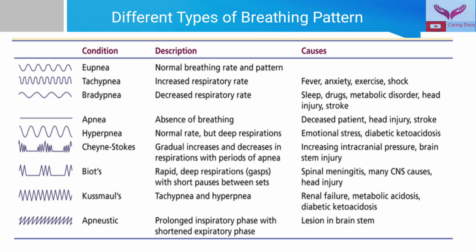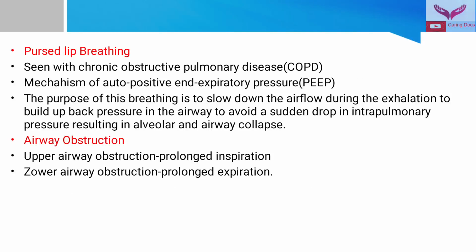Cheyne-Stokes pattern of breathing is seen in increased intracranial pressure, brainstem injury. Here we see gradual increase and decrease in respiration with periods of apnea. Biot's respiration is rapid and deep inspiration, that is gasps with short pauses between the sets. It is seen in spinal meningitis, many CNS causes, and head injury. Kussmaul respiration is tachypnea and hyperpnea. It is seen in renal failure, metabolic acidosis, and diabetic ketoacidosis. Apneustic is a prolonged inspiratory phase with shortened expiratory phase. It is seen in lesions in the brainstem.